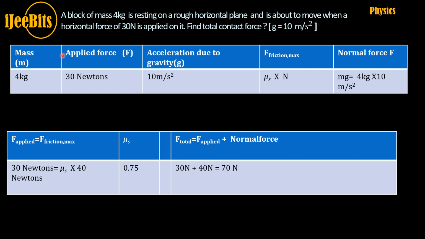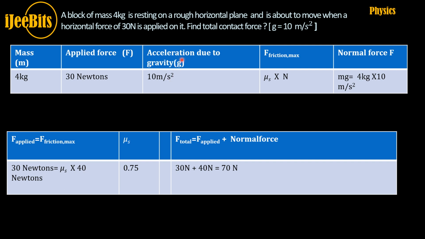Look at the problem. A block of mass 4 kg is resting on a rough horizontal plane and is about to move when a horizontal force of 30 newtons is applied on it. Find the total contact force. Given acceleration due to gravity g is equal to 10 meters per second squared. To find the total contact force acting on the block when the horizontal force is applied to it, we need to consider the forces acting in the horizontal direction. Given data: mass is 4 kg, applied force is 30 newtons, acceleration due to gravity is 10 meters per second squared.